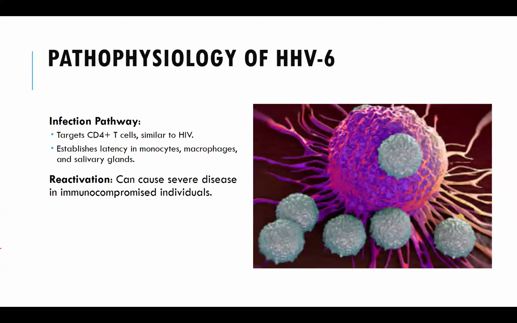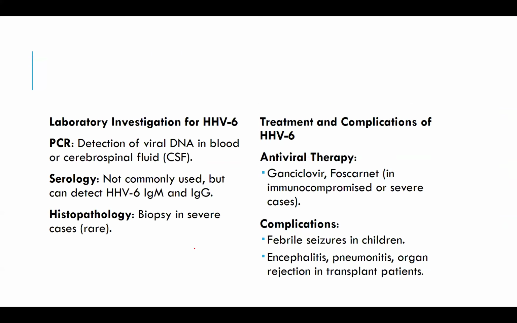So when you go to the pathophysiology, still this virus, human herpes virus number 6, loves infecting your CD4 cells, which is actually similar to HIV. And after that, it establishes latency in the monocyte macrophages and even the salivary glands, and this will be for life. If it affects someone who is immune compromised, we should expect a severe form of the disease.